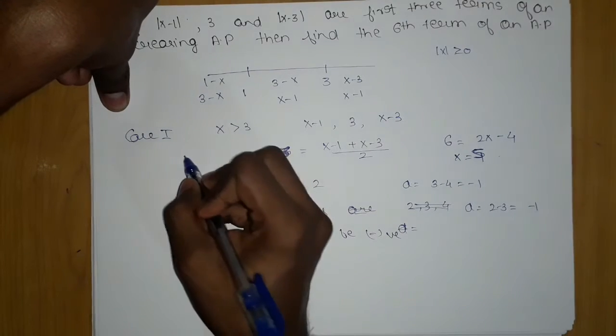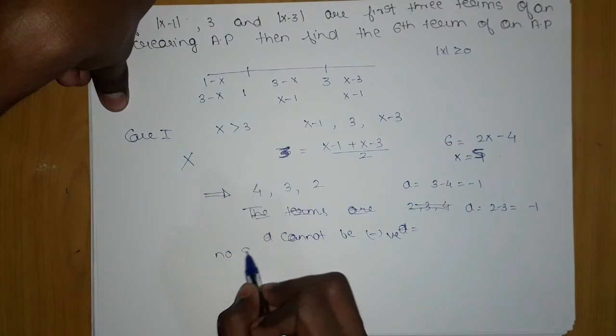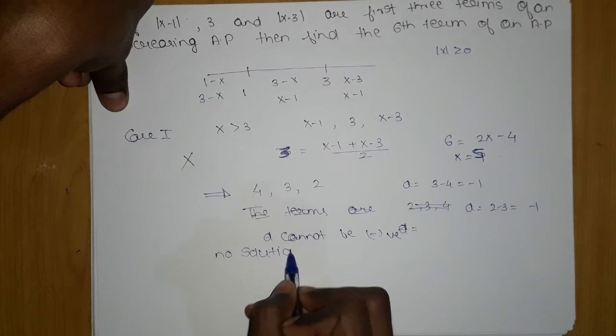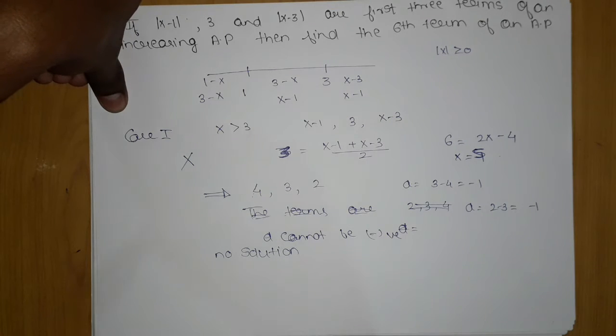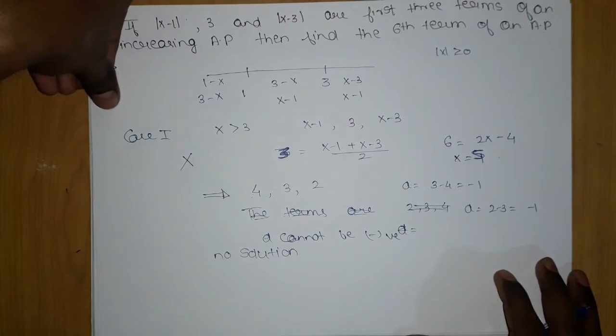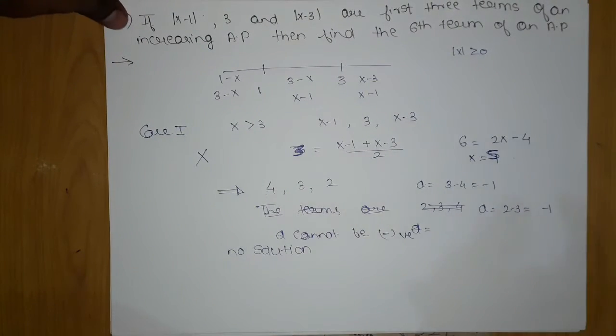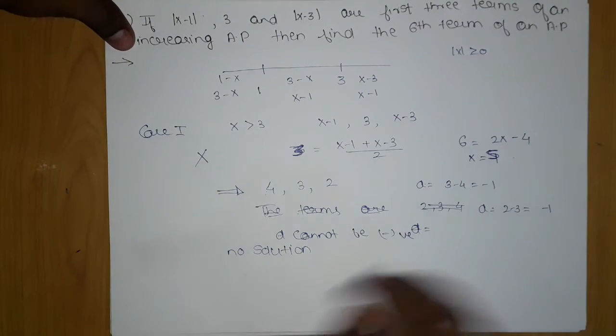Okay, so this is rejected. No solution. Although it is an AP, d is not increasing. d should not be negative. It should add on instead of decreasing. Okay, now let's check case 2.